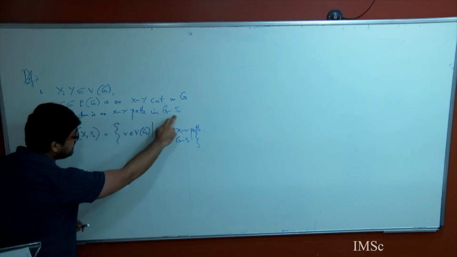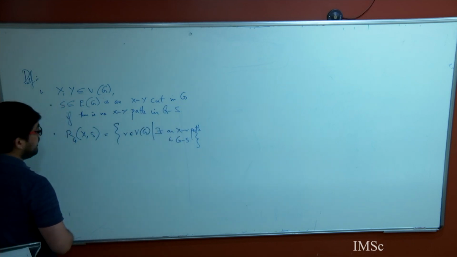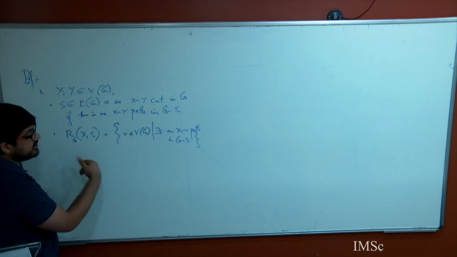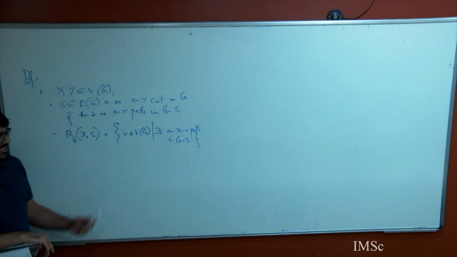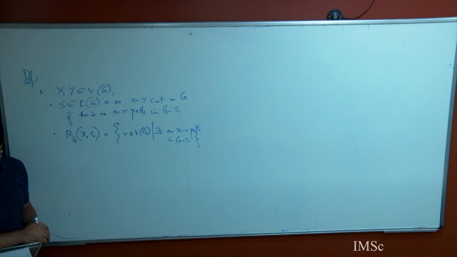So I can rewrite this as: this reachability set is disjoint from Y. That's basically what's being said here. Right? So far so good. Okay.